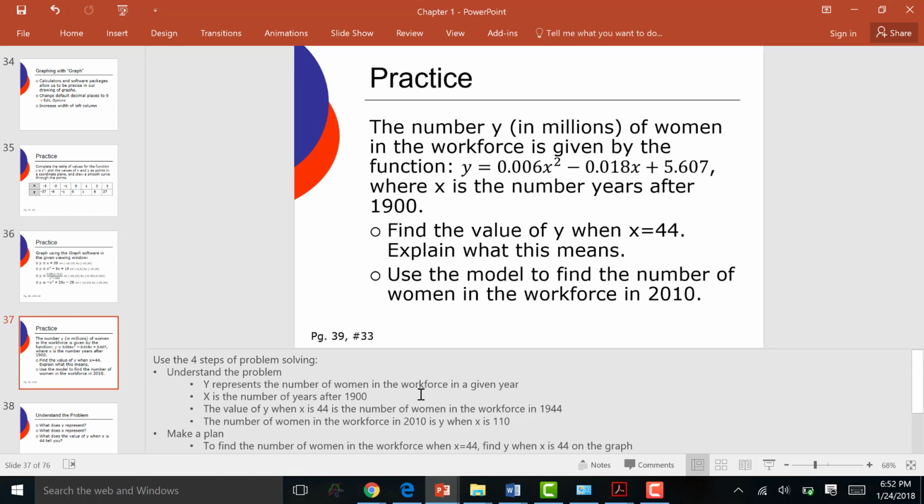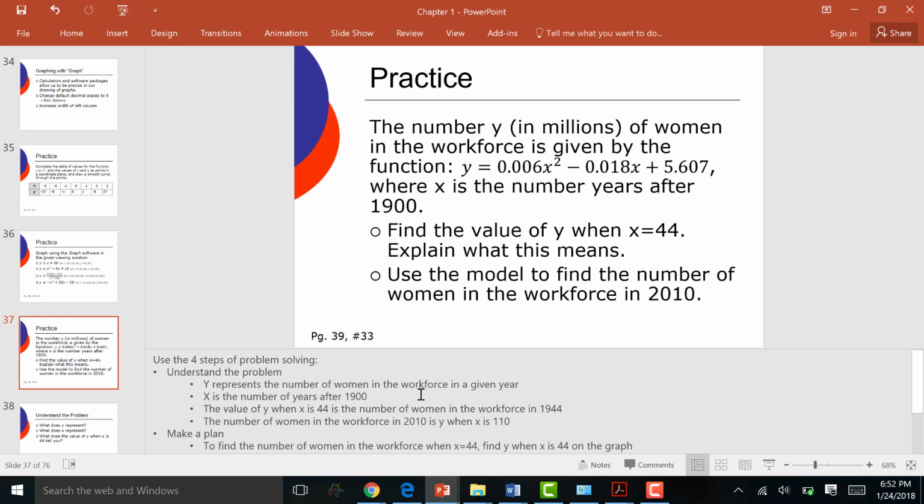They gave you an X. What did they say X meant? Number of years, X equals the number of years after 1900. After when? 1900. Number of the years after 1900. Alrighty. We don't care about people that worked in the 1800s? No, we don't. We don't care about the women then.